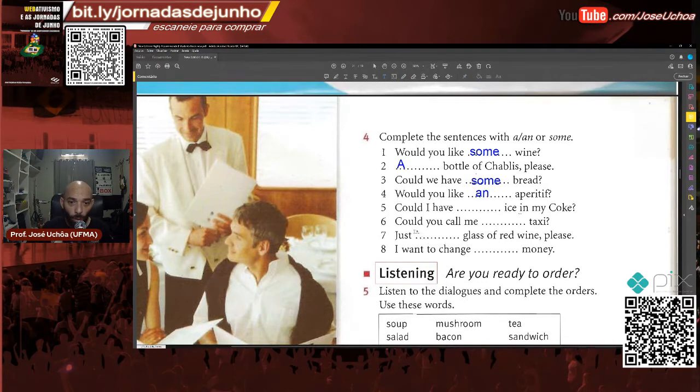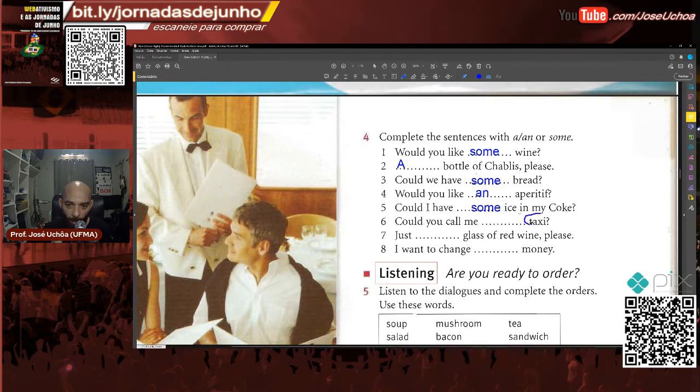Number five, could I have ice cream in my Coke? Well, again, ice cream, like bread, like milk, like coffee, is a continuous substance. You count balls of ice cream. You count cups of ice cream. You count portions of ice cream. But not one ice cream, two ice creams, three ice creams. Okay? So, could I have some ice cream in my Coke? Because it's an uncountable noun. Ice cream is uncountable. You cannot count ice cream, put it in the plural.